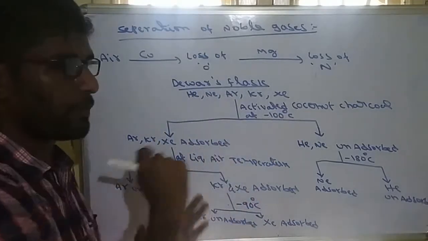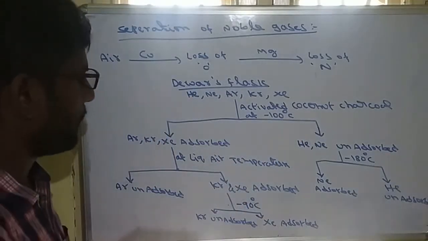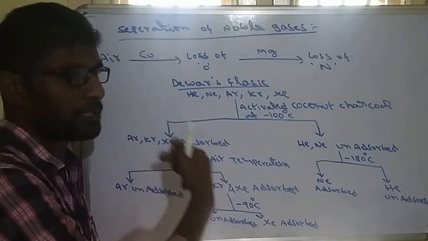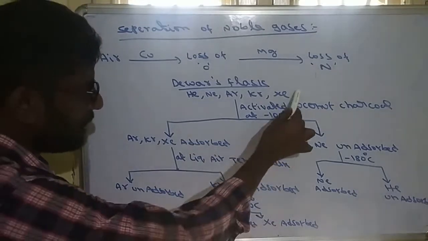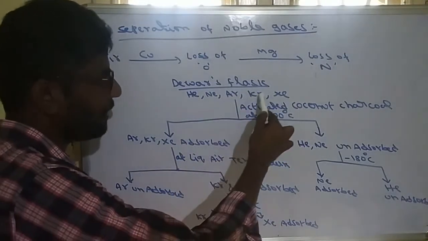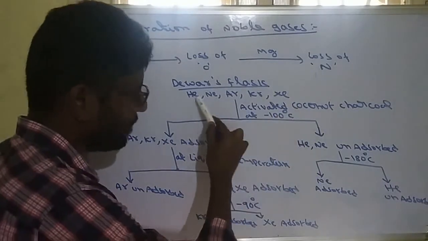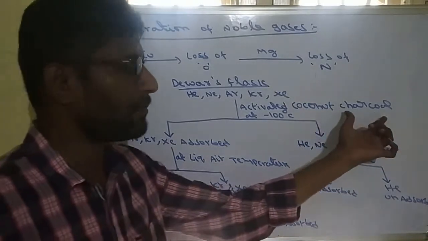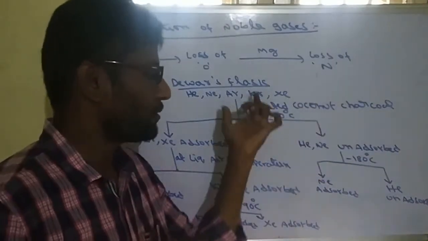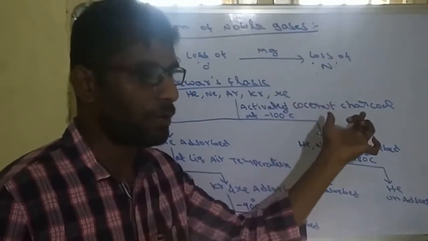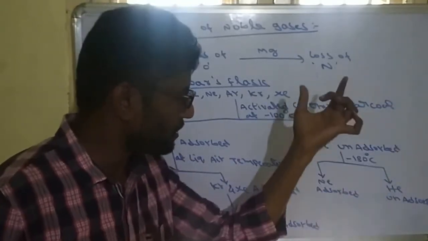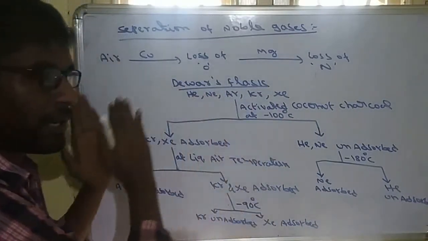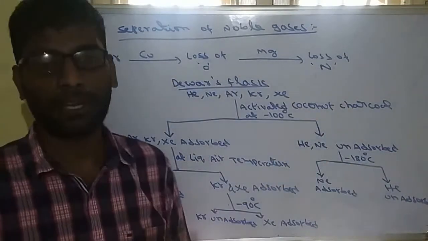These can be separated by using one method, that is called the Gibbs method. Through this Gibbs method, we can separate all noble gases. The mixture containing all noble gases, like helium, neon, argon, krypton, xenon, is passed through activated coconut charcoal. Charcoal is nothing but an allotrope of carbon. It is an absorbing agent. When we pass these gases through this coconut charcoal at minus 100 Celsius, some gases will be absorbed and some gases cannot be absorbed.